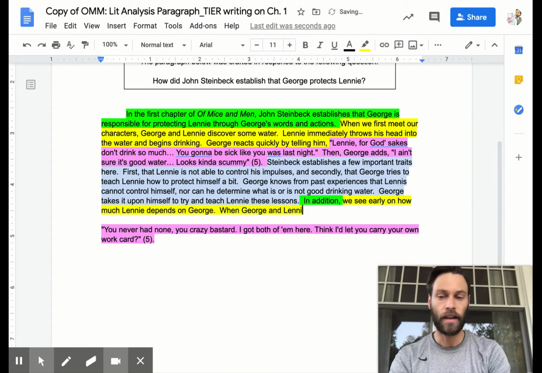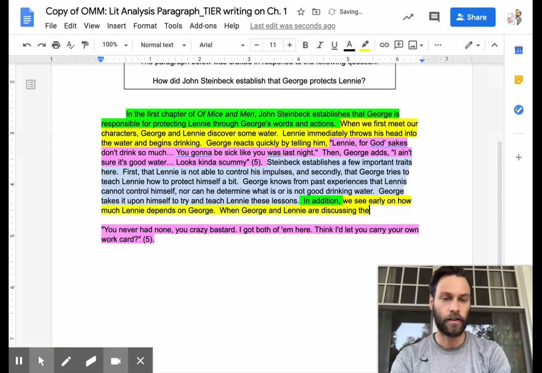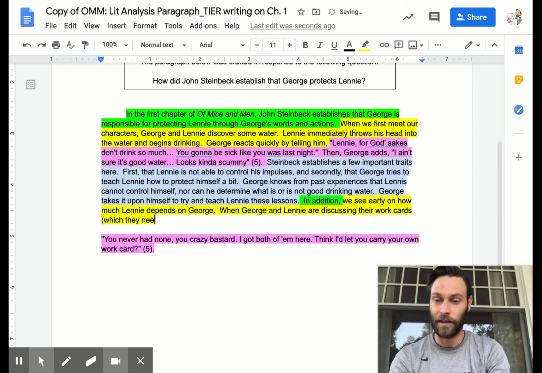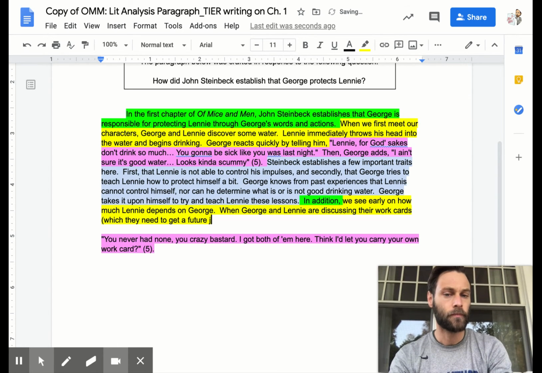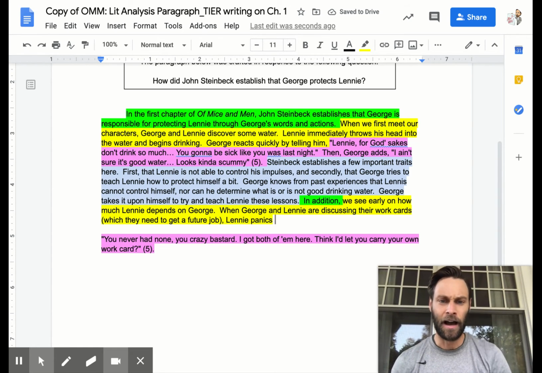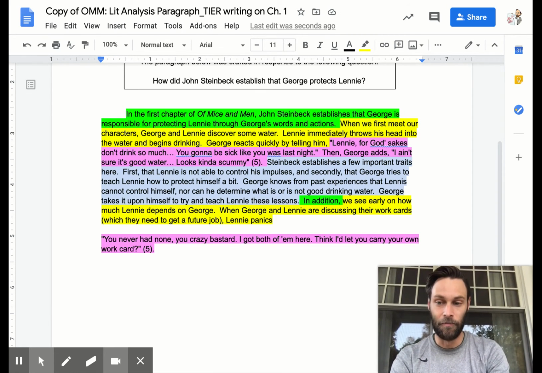When George and Lenny are discussing their work cards, I'm actually going to use parentheses, which is like, hey, quick reminder, a little additional thing here. Not needed, but I think it's a nice thing to mix in. So I'll say, which they need to get a future job, Lenny panics and thinks he lost it. That's what prompts this in the first place. Why does George say you never had none? It's because Lenny panics and thinks he lost his.